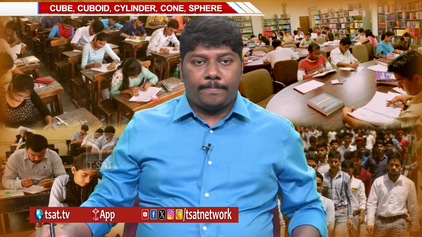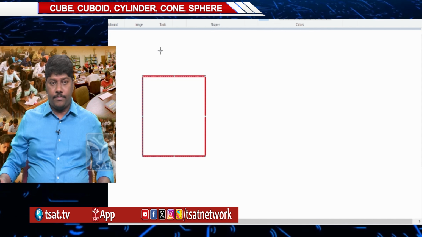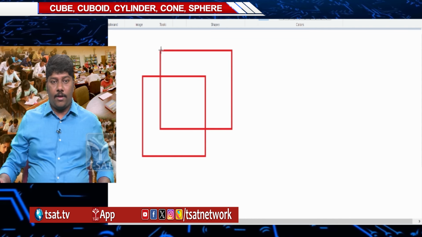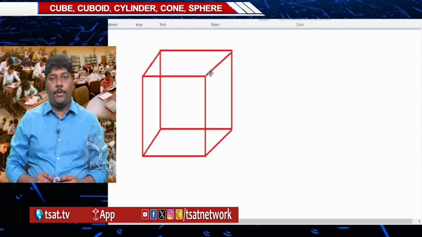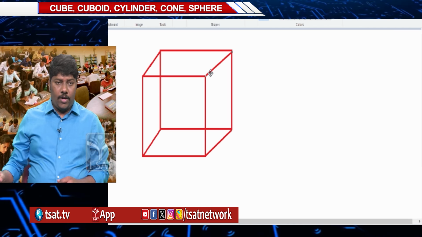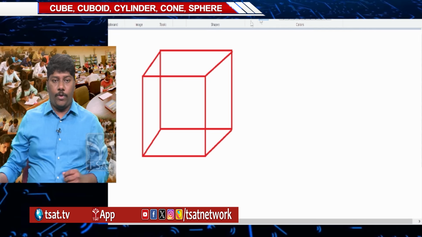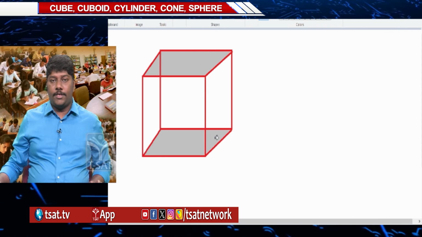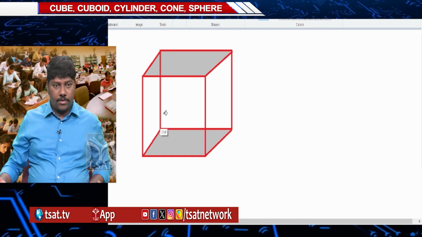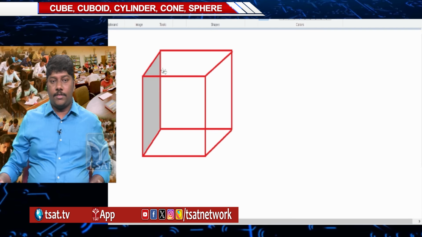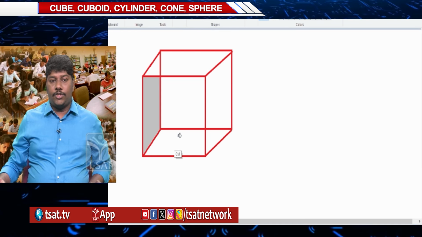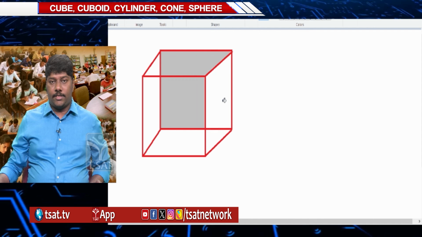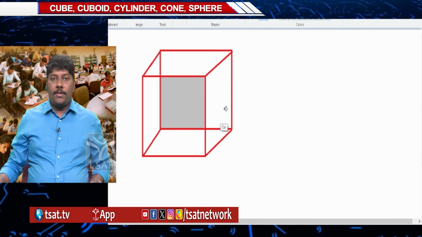A cube is actually a square prism where all the surfaces are the same. For a cube, there are 6 surfaces, and all those surfaces are equal. This is the upper surface, this is the bottom surface. These two are side surfaces and these two are front and back. So, there are totally 6 surfaces.